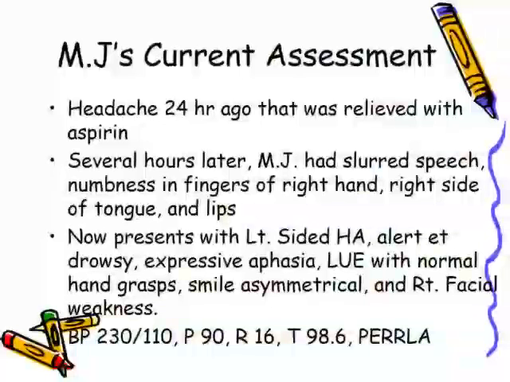Left upper extremities are noted to have normal hand grasp. Her smile is asymmetrical, and she has right facial weakness. Blood pressure is quite elevated at 230/110. Pulse is 90, respiration 16. Temp is normal, and neuro check notes that pupils are PERRLA.